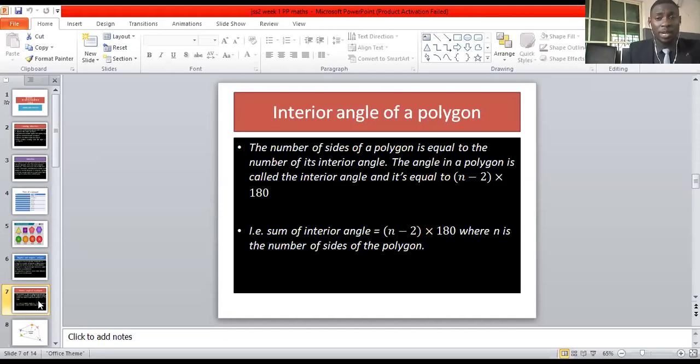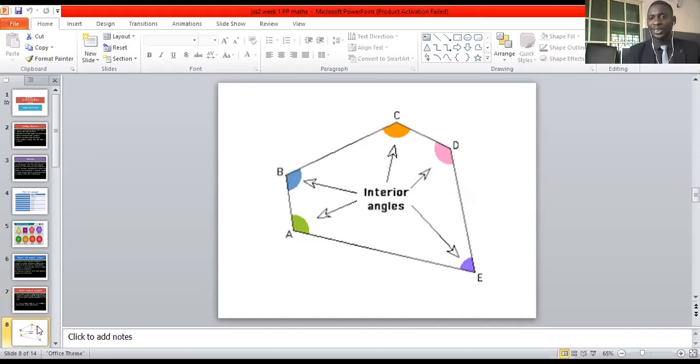That is where the interior angle comes in. Look at the definition. The angles in a polygon are called the interior angles. Let me show it to you here. This is called the interior angle. Look at those colors showing the angles. How many sides is this? Let's count. AB is 1, BC is 2, CD is 3, DE is 4, AE is 5. That is a pentagon. This shape gives you a pentagon, and it has how many sides?